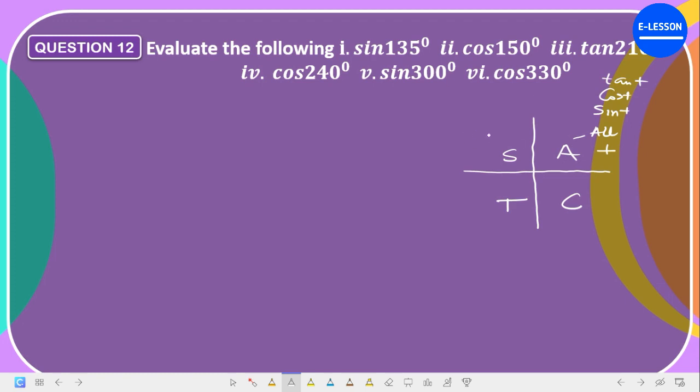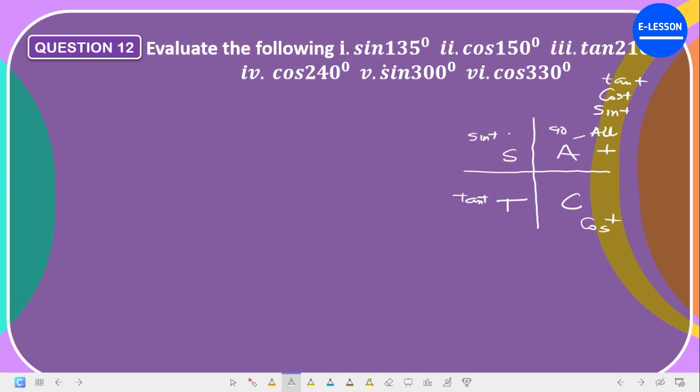Now in the second quadrant, only sine is positive. In the third quadrant, only tan is positive. In the fourth quadrant, only cos is positive. If you are looking from an angle here, you just punch it into your calculator the way it is, and you get your answer. But they expect you to show something, and that is what we are going to do now.